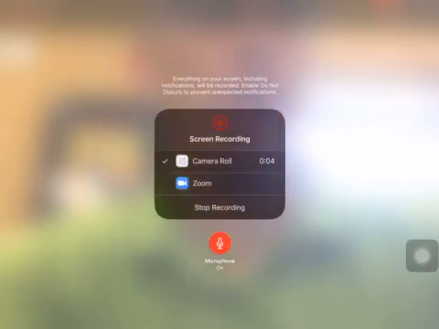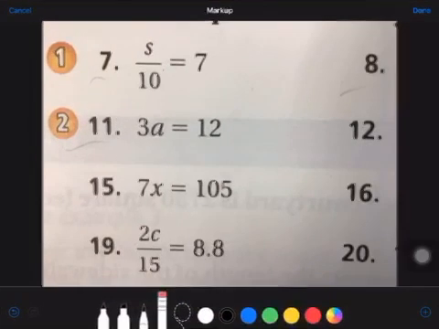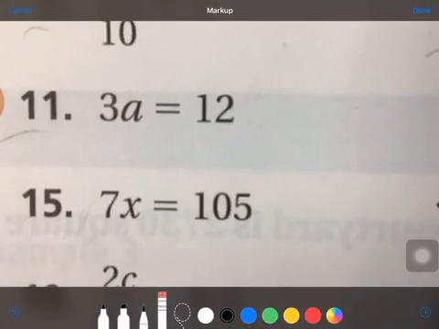Problems together from the math book today. So let's start with this one. This is 3a equals 12.